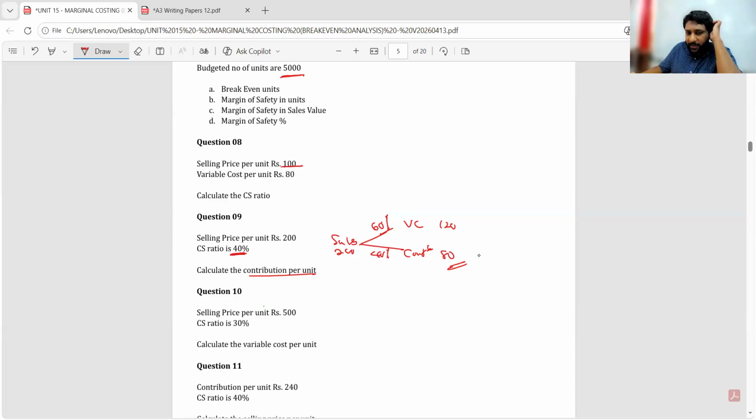In the next question, what am I asking? Next question, Question 10. What's the meaning of this? Tell me. From the sales, 30% is contribution. Remaining 70% is variable cost. Yes or no? From the sales, 500, 30% is contribution. How much is 30%? 150. Then the remaining 70% is what? Variable cost. How much is that? 350.